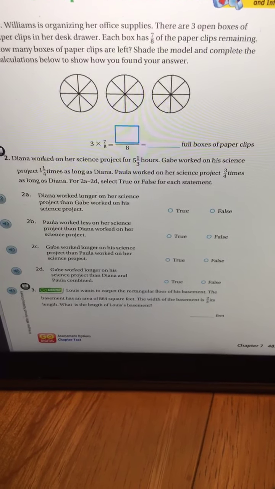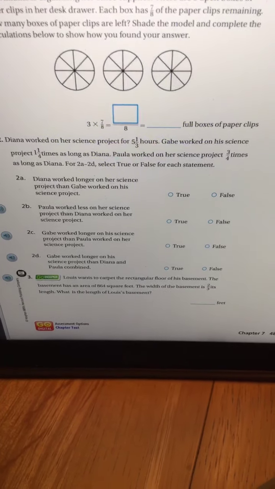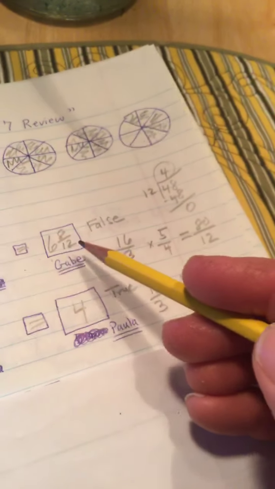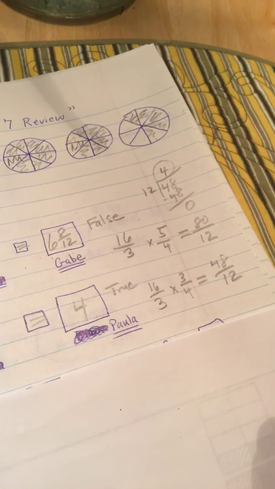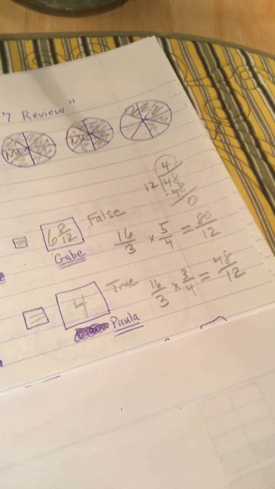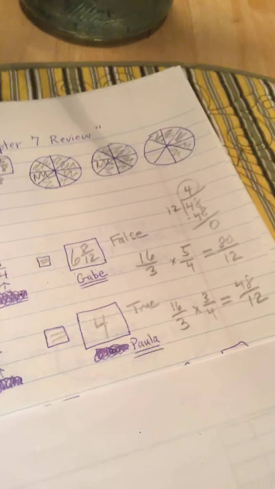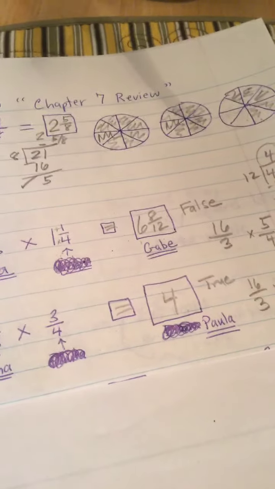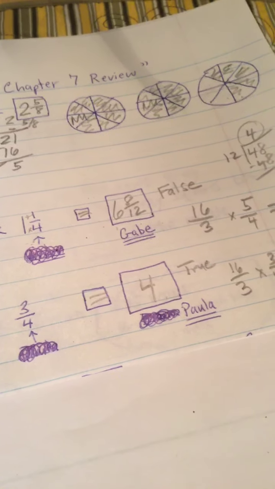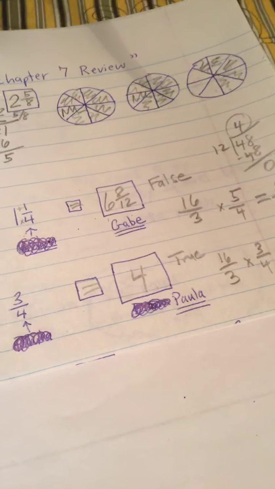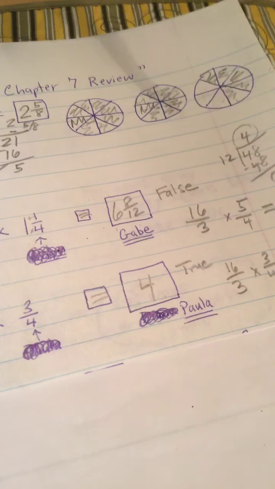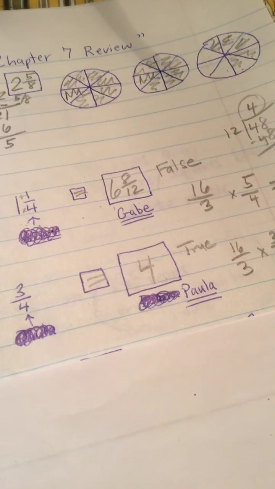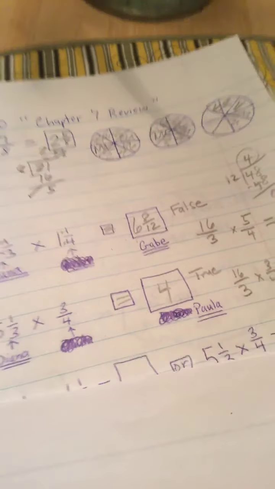Gabe worked longer on his science project than Paula. Well, we know that already. Here's Gabe, and there's Paula. So part C is true, because we already figured out that Gabe worked longer than Paula. He was very diligent on his work and she didn't work quite as long. Maybe she was able to understand it quicker and get it done sooner. But regardless, the question says, did Gabe work longer? True or false?